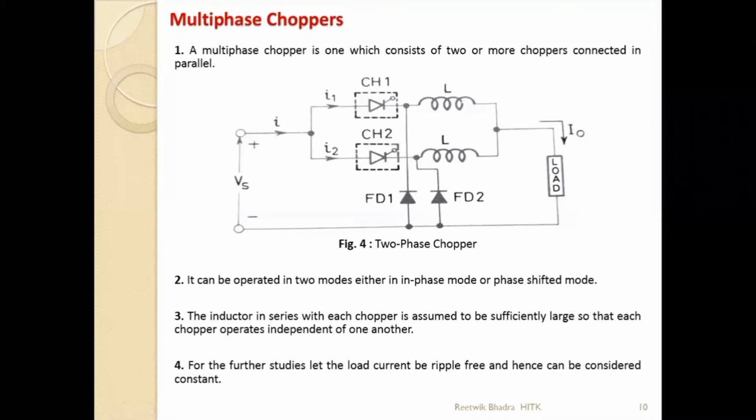phase-shifted mode. And the inductor current means inductors are chosen very large so that the ripple current is 0, meaning there is no ripple. That's why I'm taking I0 to be constant. That is for easy analysis. So the inductor value is considered large so that your current becomes constant. There is no ripple in the current. So it is written that the load current is considered ripple free, hence considered constant. It will be very easy to study a constant current rather than a fluctuating current.